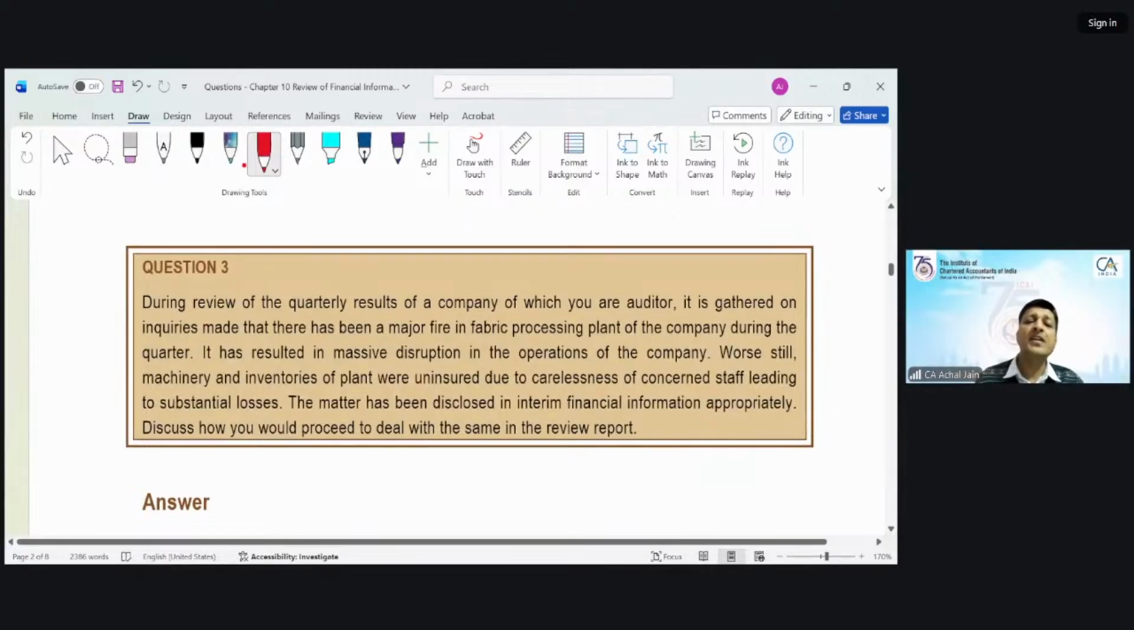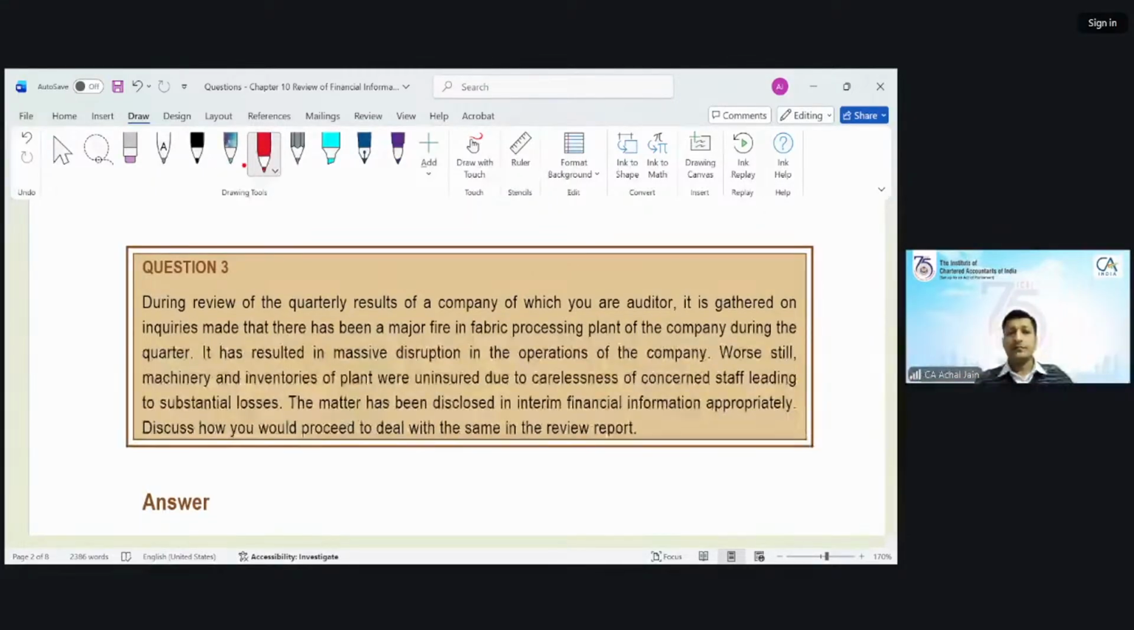Next, during the review of quarterly results of a company of which you are the auditor. So please remember, you are the auditor, but you are not auditing, you are reviewing the quarterly results. It's gathered on inquiries made that there has been a major fire in the fabric processing plant of the company during the quarter. It has resulted in massive disruption in the operations of the company. Worse still, machinery and inventories of the plant were uninsured due to carelessness of concerned staff, leading to substantial losses. The matter has been disclosed in the interim financial information appropriately. Discuss how you would deal with this as an auditor.